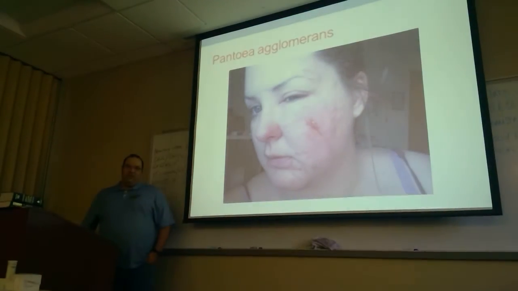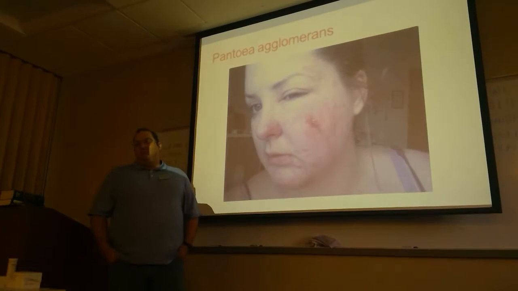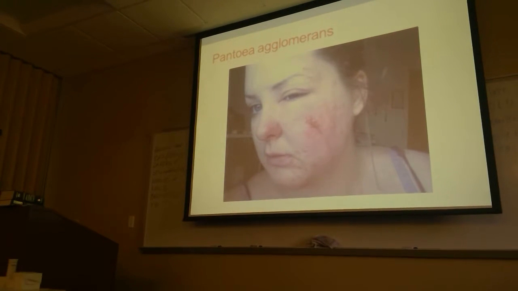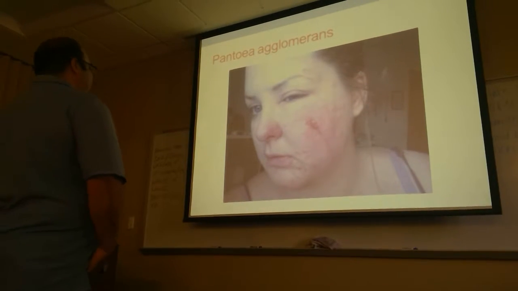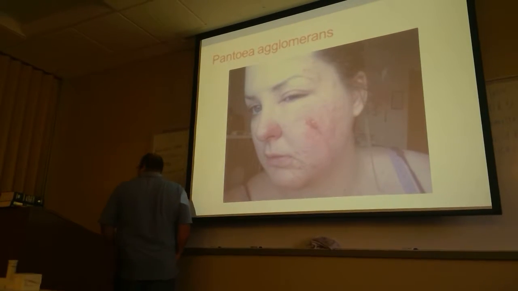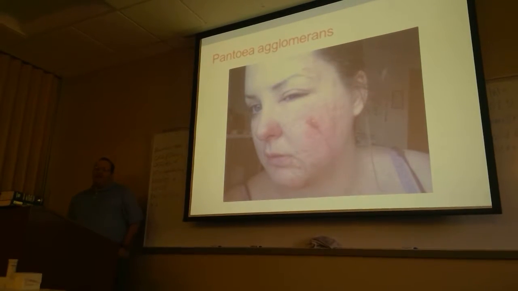Pantoea agglomerans. This poor girl got a Pantoea infection in her skin, and it took them a long time to diagnose it, and it actually started getting pretty ugly. Luckily, once they finally figured out what the causative agent was, they cleared her up. But as you see, it spread under the layer of the epidermis and swelled the whole side of her head up.